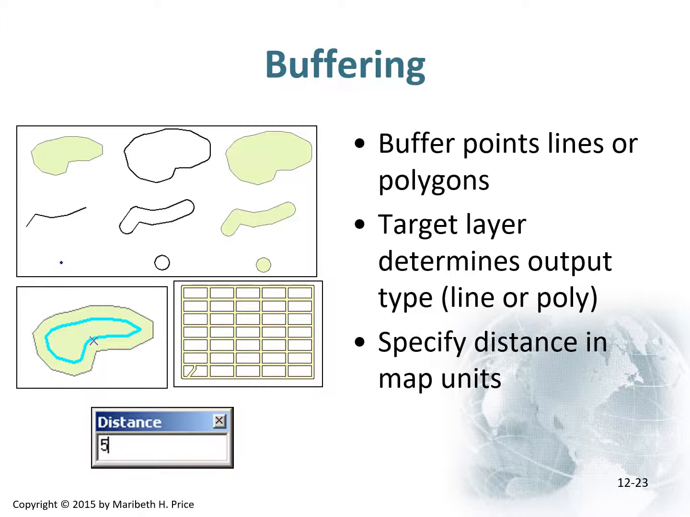Buffering, you can use points. You can buffer points, lines, or polygons. The target layer determines the output type, lines or polygons. You specify the distance in map units.